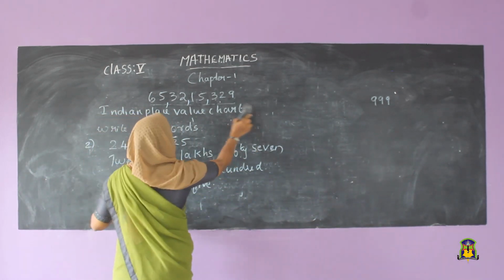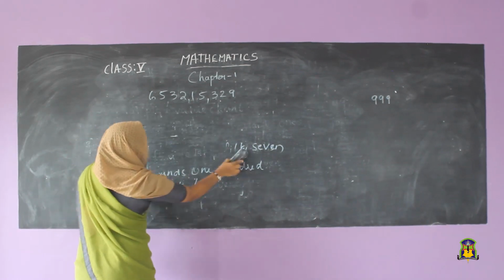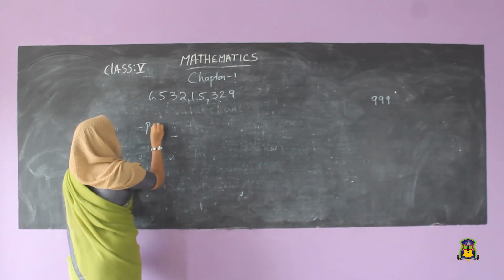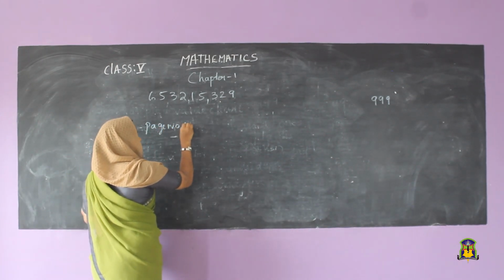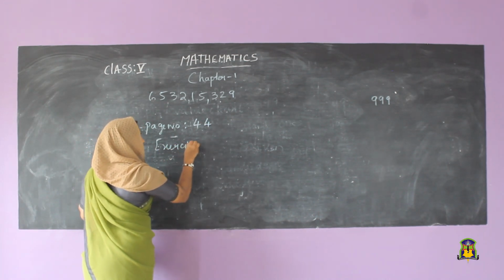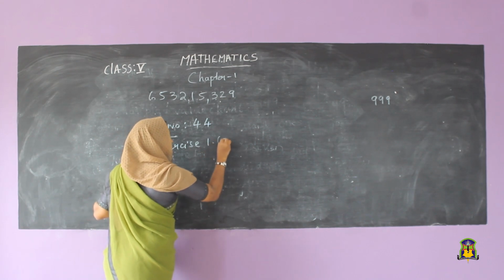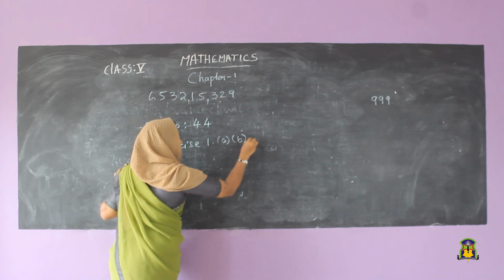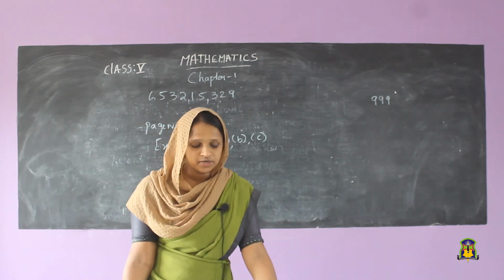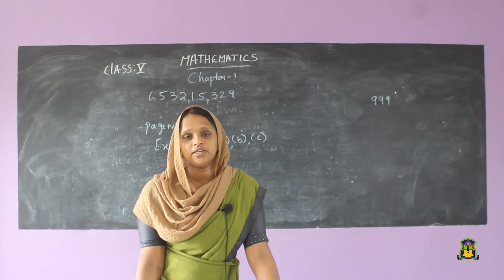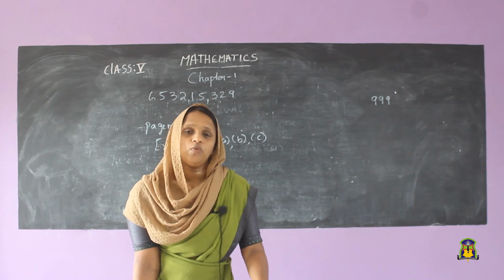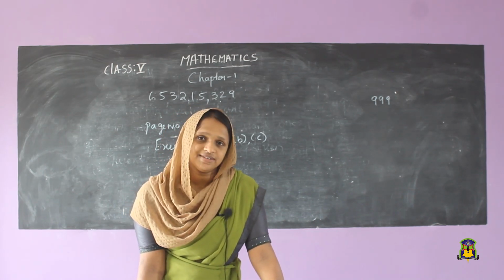Okay students, page number 44, exercise 1A, B, C. Write the following numbers in words, and do it as homework. Later I will send the notes, and you should write the homework in your homework book. Okay students. Thank you.